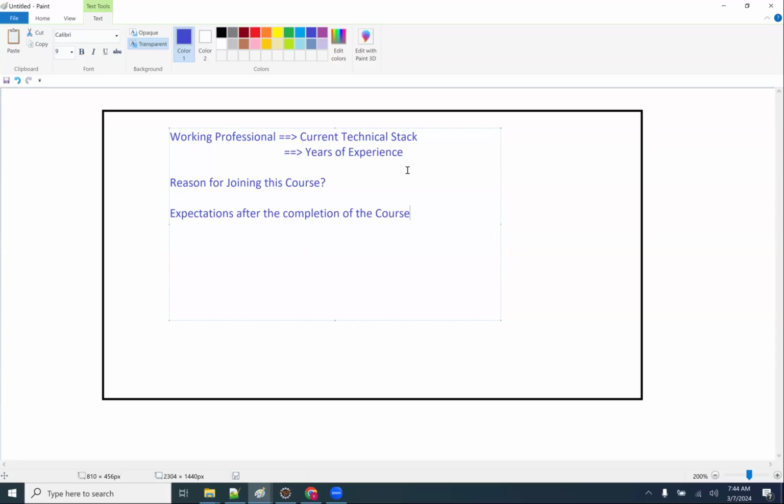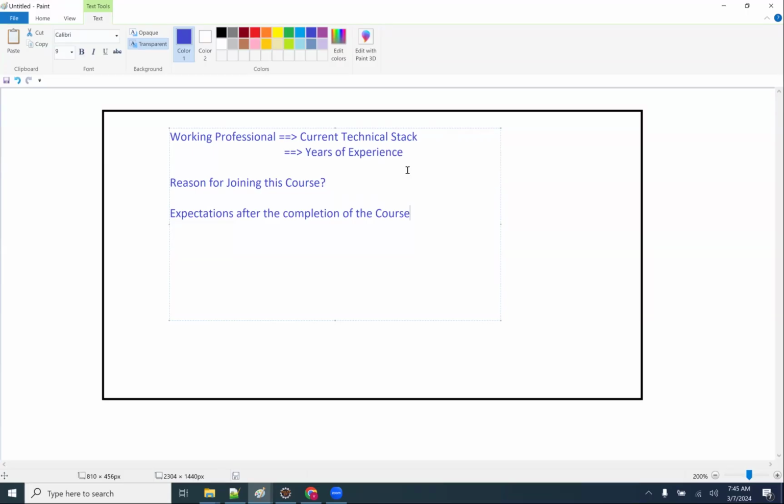Any other expectations after the completion of the course? For example, I want to change my job, and a lot of people are asking about design patterns, and I was not able to crack the interview. That's why I joined this. Maybe the expectation is that I need to crack a job. I need to definitely look for a change.